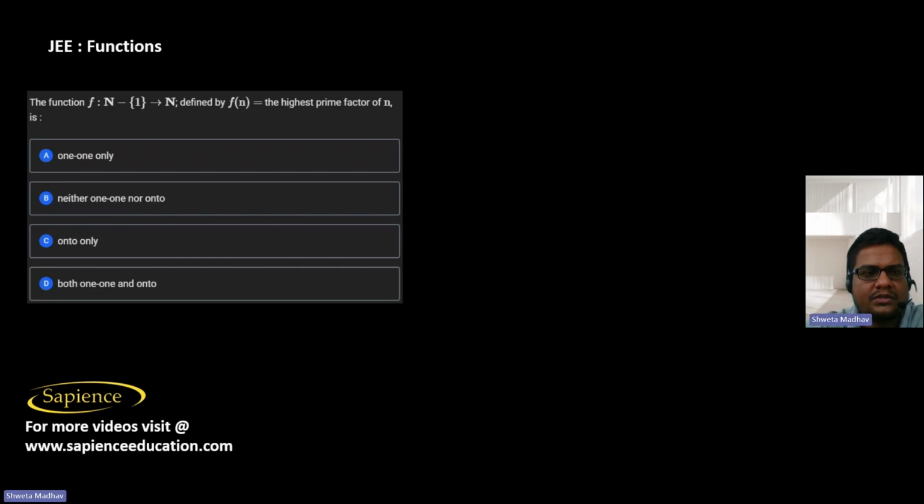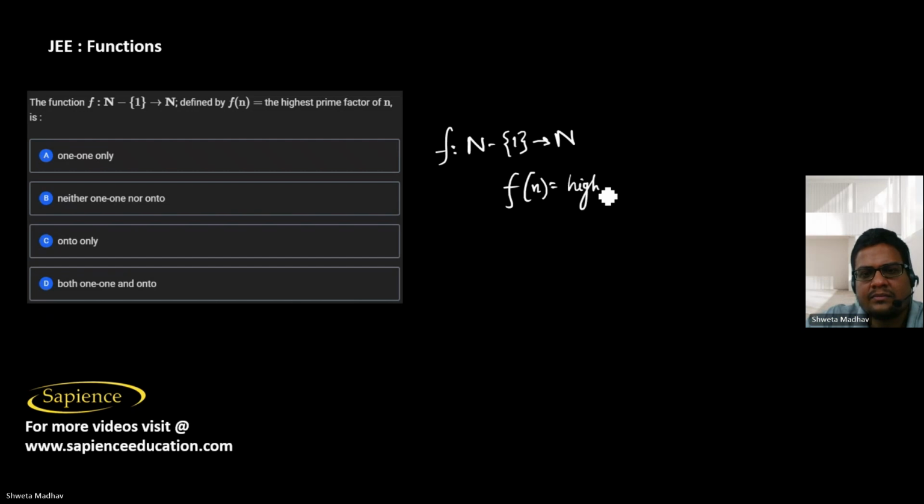Then it is told the function f maps from N minus 1 to N, which is defined by f of n equal to the highest prime factor of n.